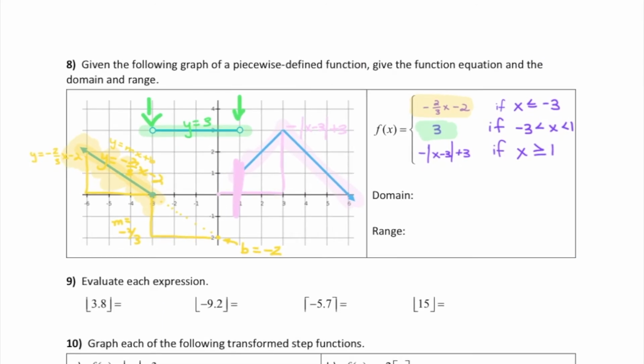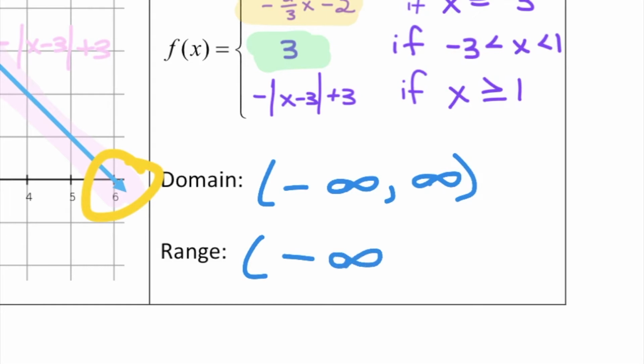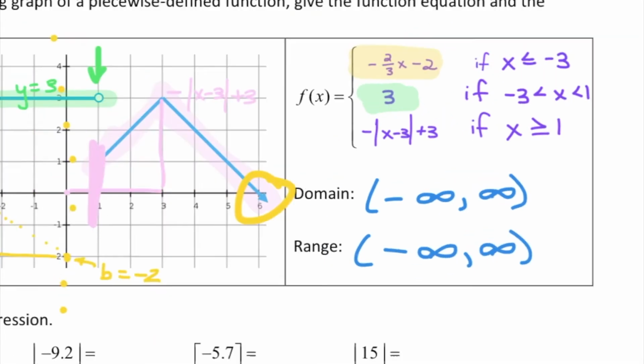And if you look closely at this graph, like I told you earlier, there are no missing x or y values. The range, to be sure, goes from negative infinity to positive infinity, and there's nothing missing in between. And same with the domain, every x value is covered. And so here, domain negative infinity to positive infinity, range negative infinity to positive infinity.